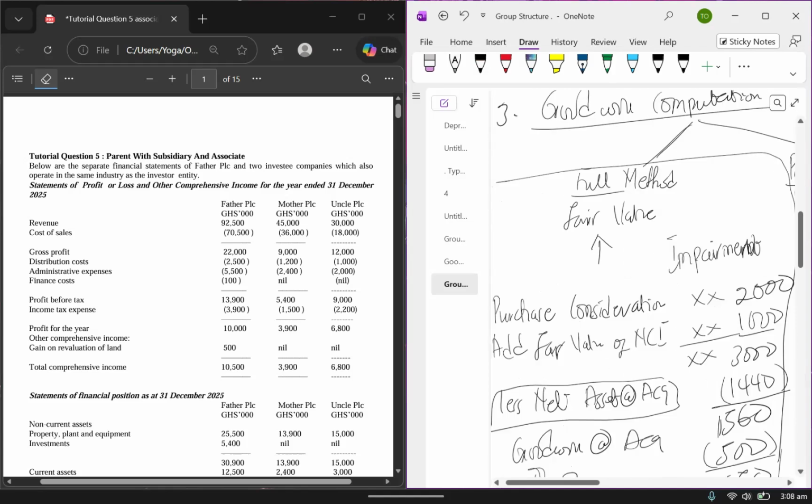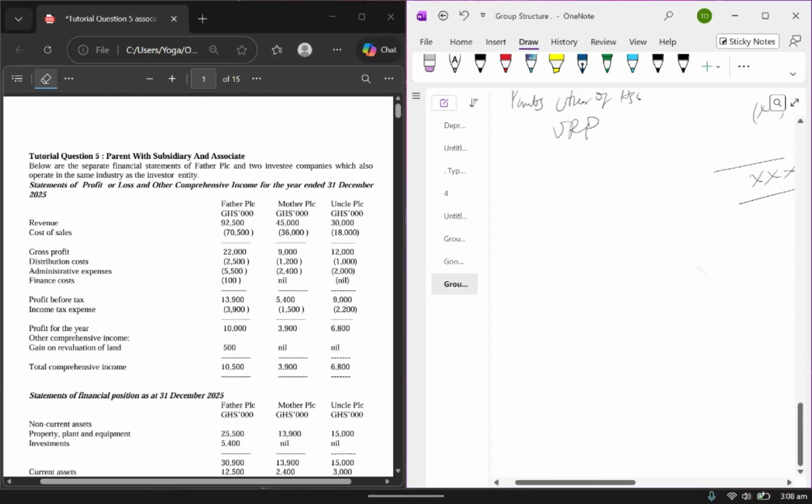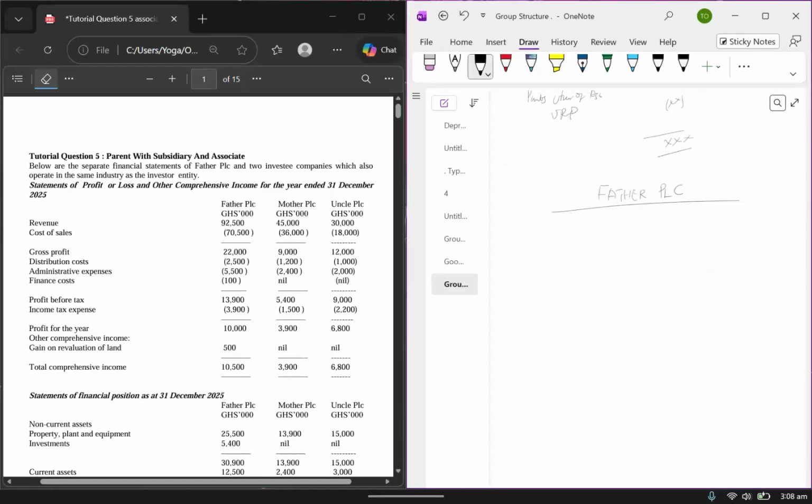Okay. All right. So we want to do the group structure very quickly for this question. So how do you start with the group structure? We have Father PLC. And then the investments are in Mother PLC and then Uncle PLC. Parents.